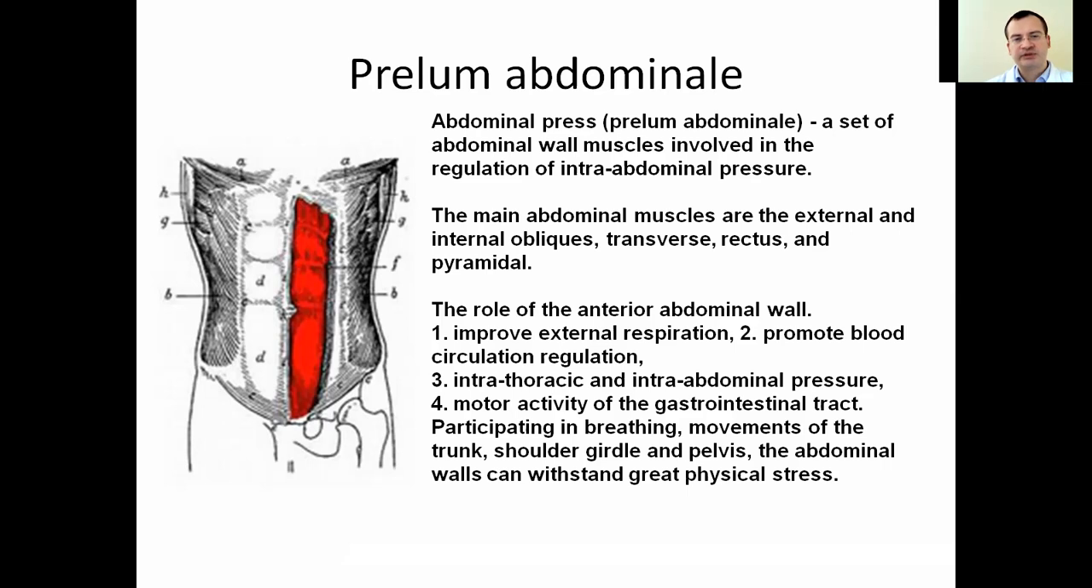Abdominal press: a set of abdominal wall muscles involved in regulation of intra-abdominal pressure. The main abdominal muscles are the external and internal obliques, transversus, rectus, and pyramidalis. The role of the anterior abdominal wall: improving external respiration, promoting blood circulation, regulating intrathoracic and intra-abdominal pressure, and motor activity of the gastrointestinal tract.